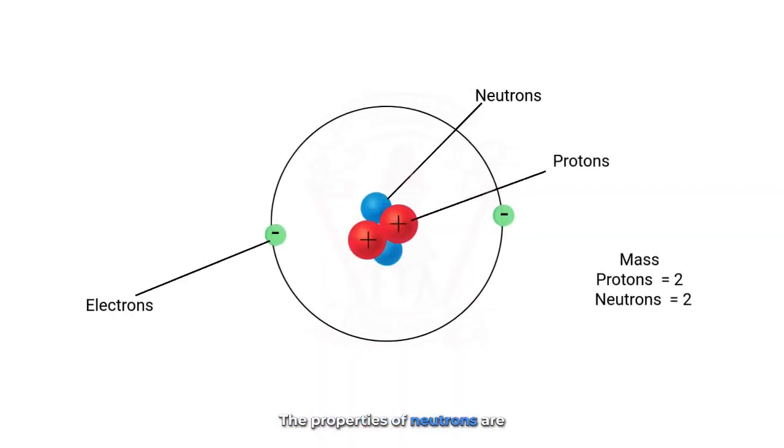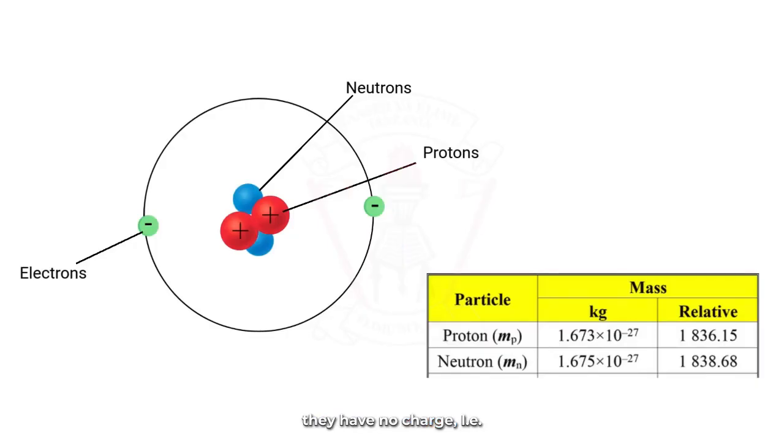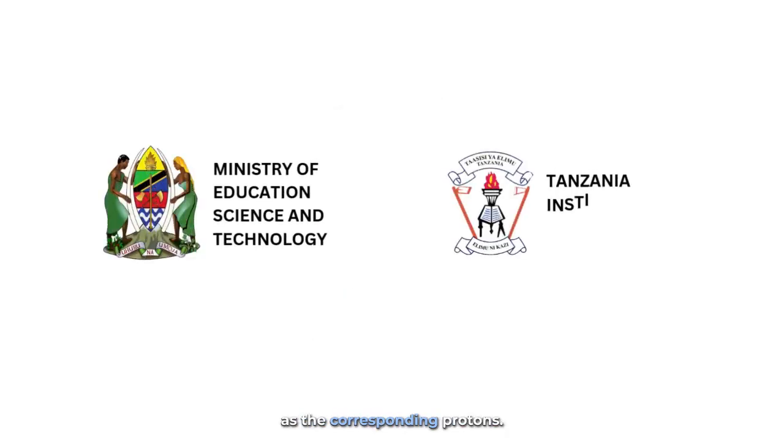The properties of neutrons are summarized as follows. 1. They have no charge. That is, they are neutral. 2. They have nearly the same mass as the corresponding protons. 3. They have a mass nearly 1,840 times that of an electron.